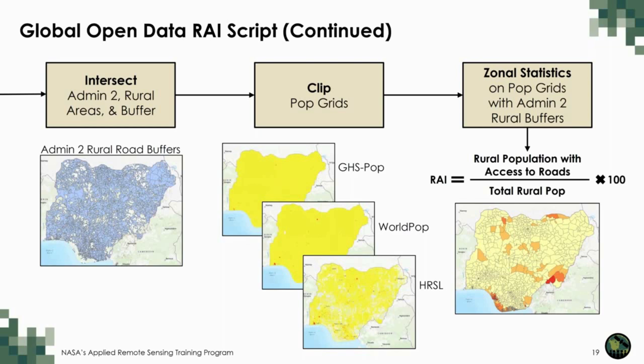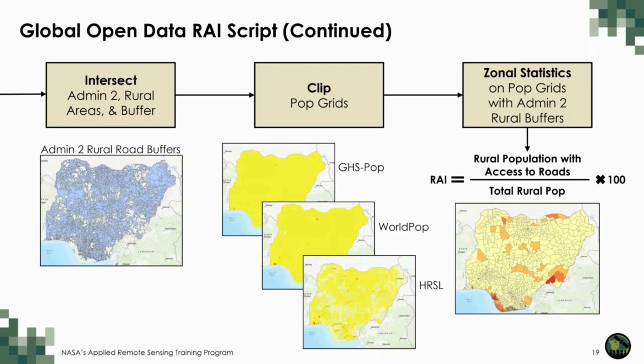The next step is the creation of the zone layers for the zonal statistics operation to estimate the rural population within 2 kilometers of an all-season road. The intersect tool is used to isolate the overlapping features of the admin 2 layer, rural areas layer, and the road buffer layer, thus creating features representing rural road buffers for each admin 2 unit.